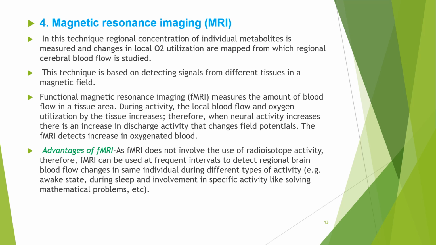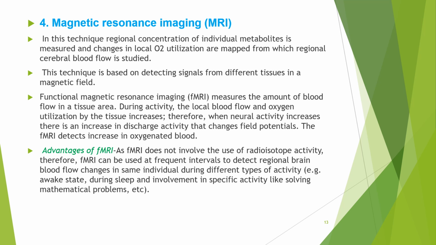So what is the advantage of fMRI? It doesn't involve use of radioactive isotope. So we can use it at frequent intervals to detect the regional brain blood flow changes in the same individual during different types of activity. So for example, we can detect what is the blood flow of the brain in the awake state, or what is the blood flow during sleeping state, and if the person is solving any problem like a mathematical problem, what is the blood flow to the cerebrum. We can detect all these things with the help of this functional MRI.